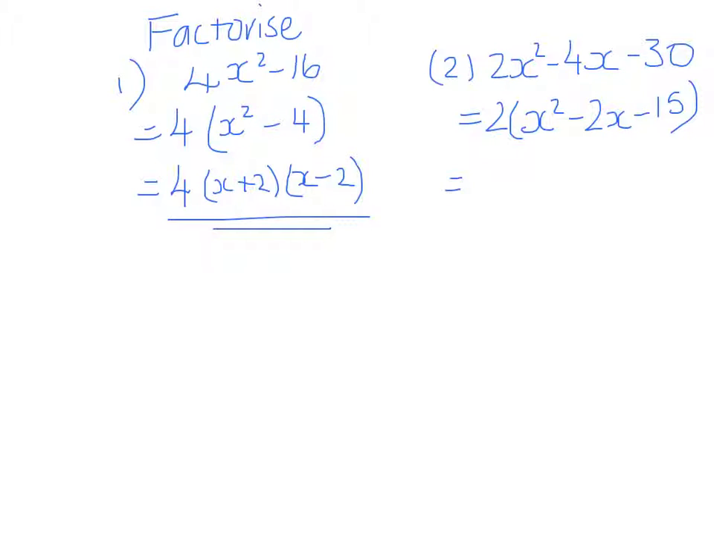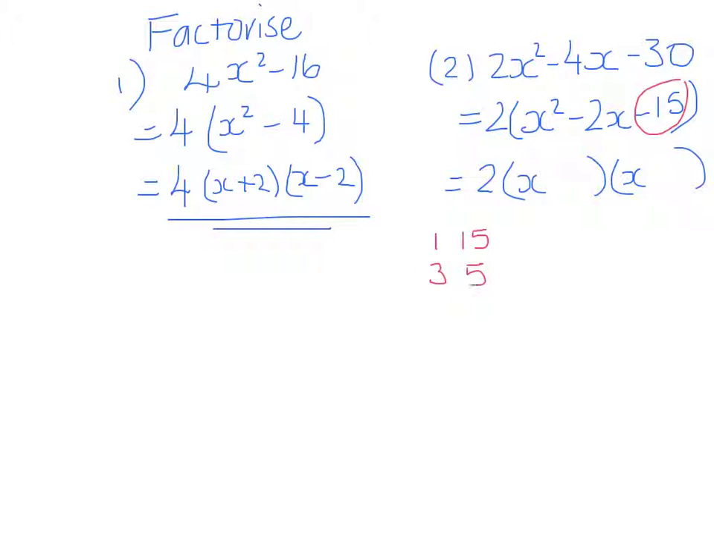Now I'm looking inside my brackets and I'm saying, is there some other kind of factorising I could be doing here? And yes, it's a trinomial. The coefficient of x squared is 1, so I don't need to worry about that. I know that the first term in both brackets is going to be x. X times x is x squared. And then I just need to be finding factors of 15. So I've got 1 times 15.